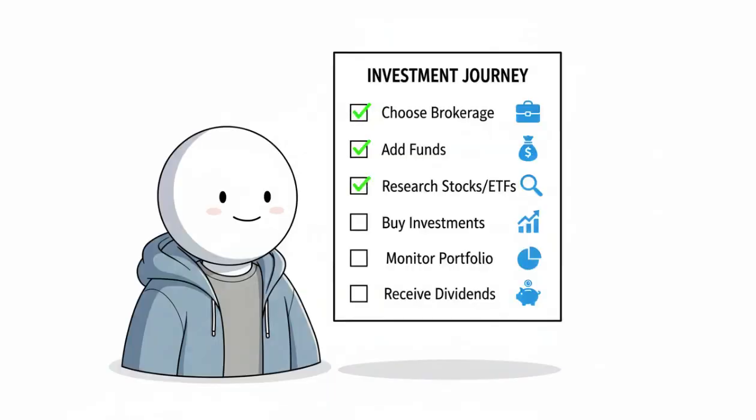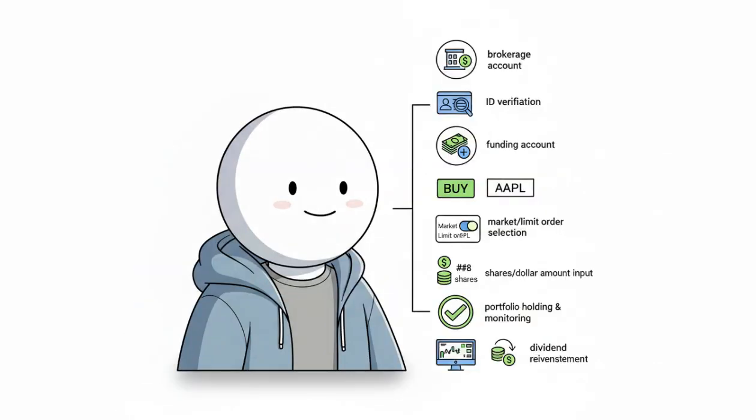To summarize the exact process, open a brokerage account, complete identity verification, fund your account, search for Apple, click buy, choose market or limit order, enter shares or dollar amount, confirm the order, and hold for the long term while monitoring performance and reinvesting dividends. That is the complete execution process of investing in Apple stock.